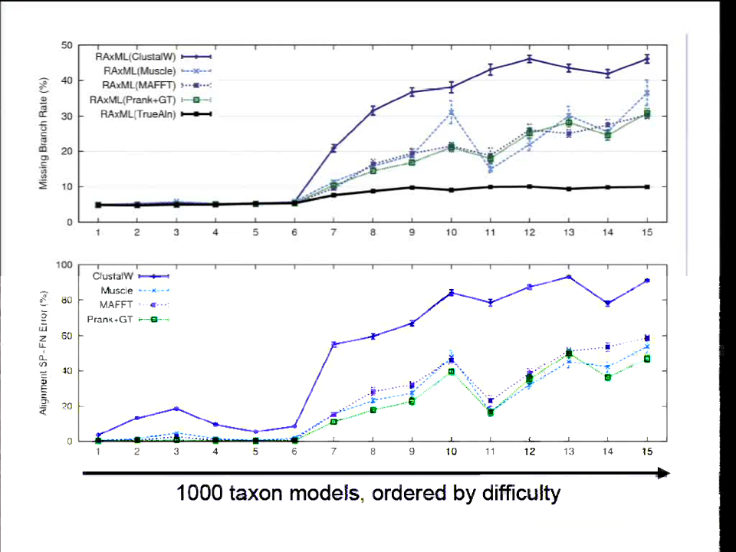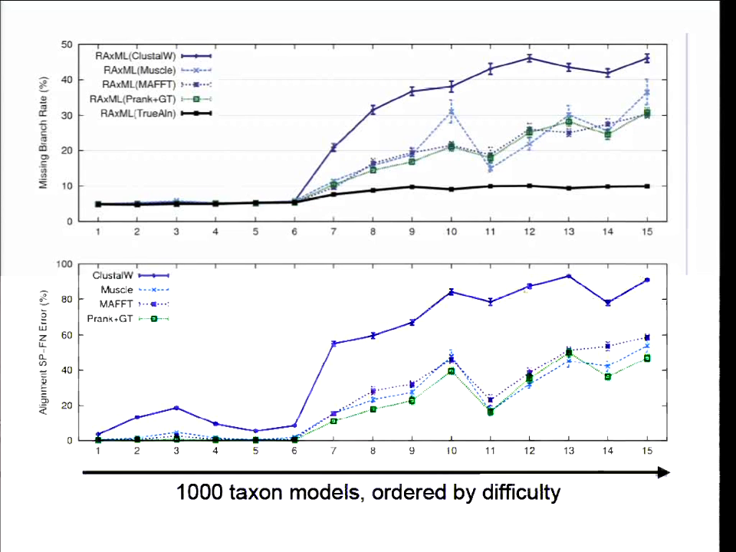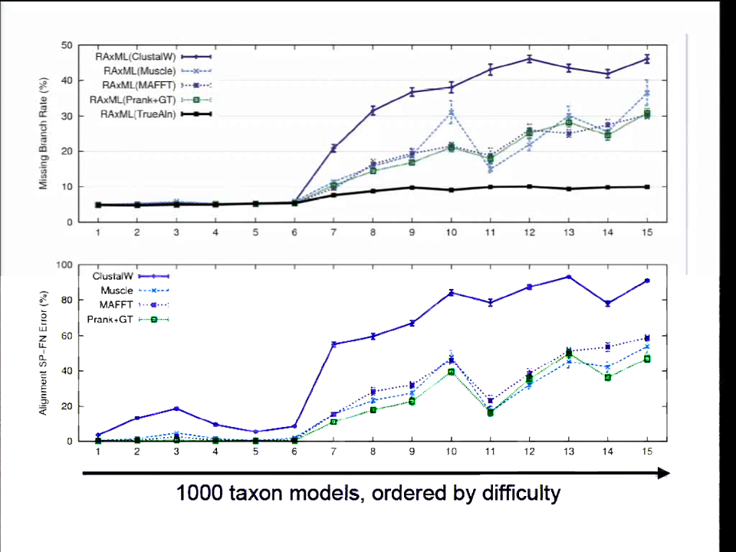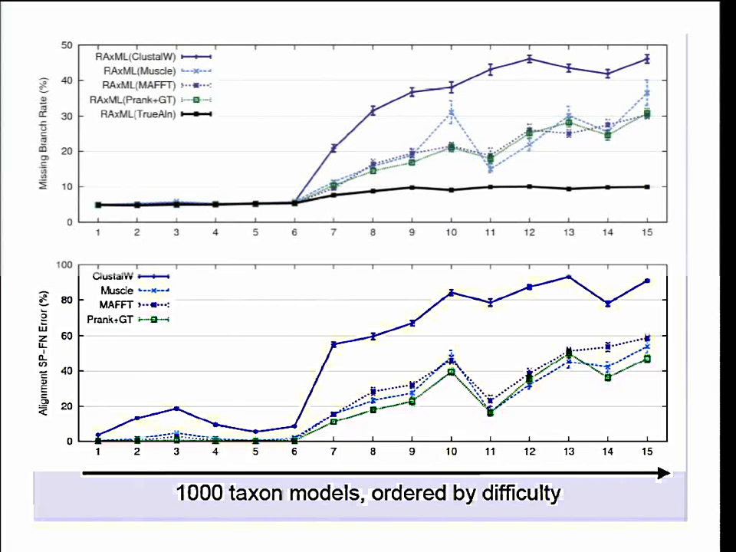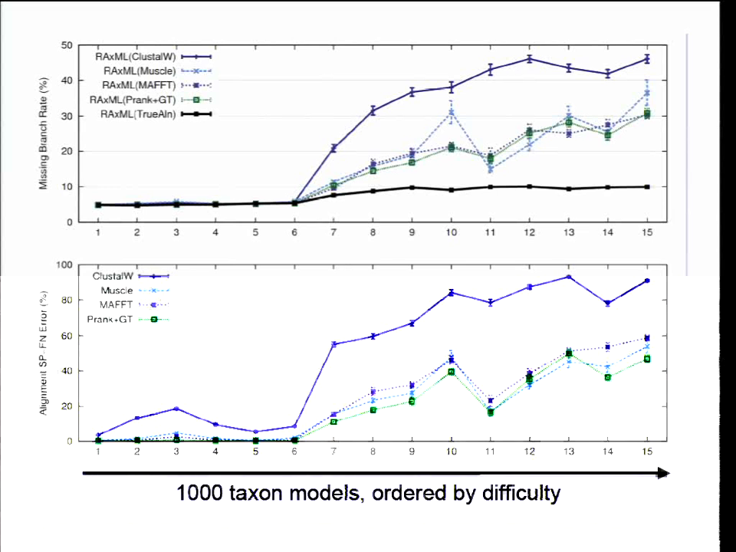And so you have more and more what's called homoplasy, more insertions, more deletions, and more substitutions. And in black is what you get if you do maximum likelihood on the true alignment, okay? So if you do maximum likelihood on the true alignment, your error starts off at 5% missing branch rate and then goes up to 10. On the other hand, if you have to estimate the alignment in these models 7 through 15, having to estimate the alignment really introduces a lot of error, okay?